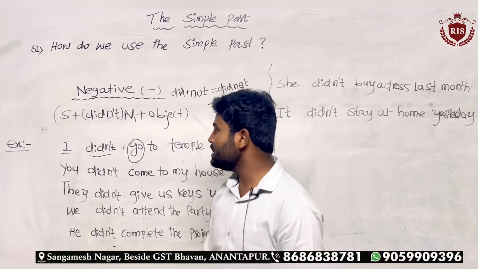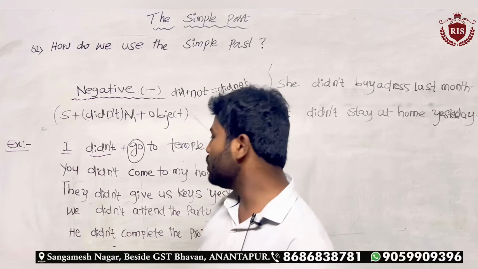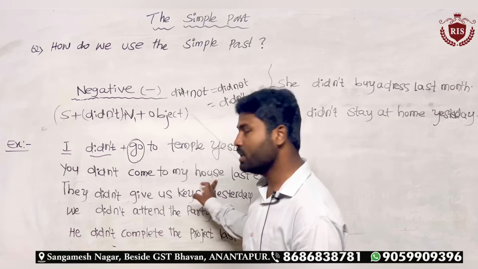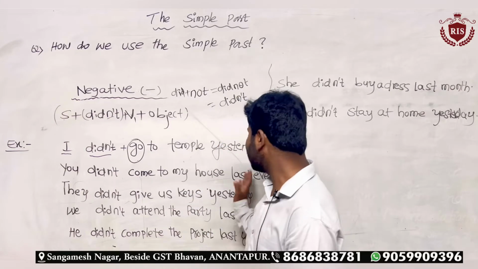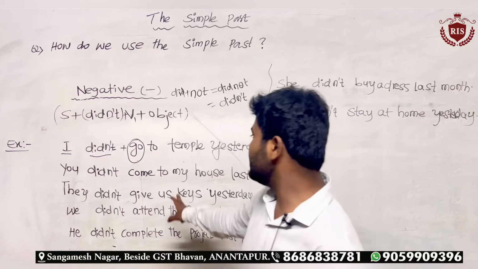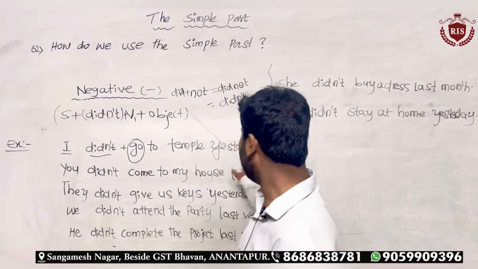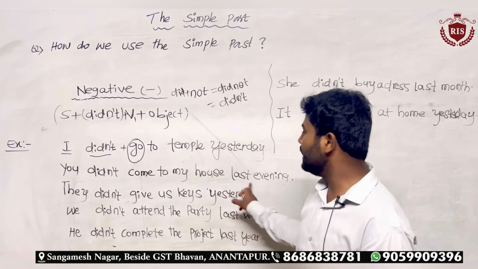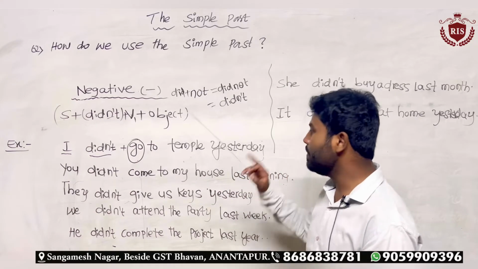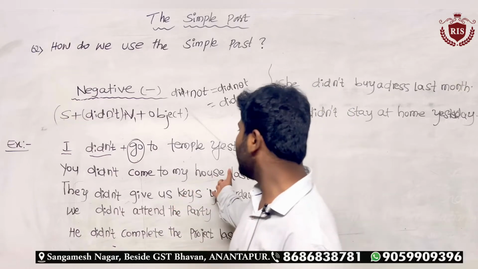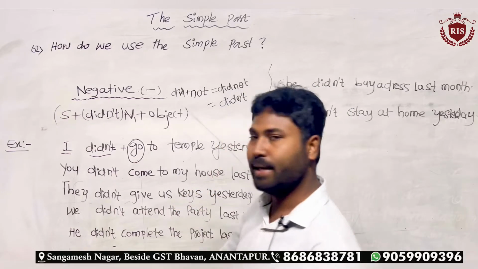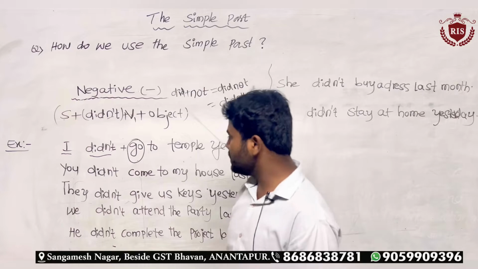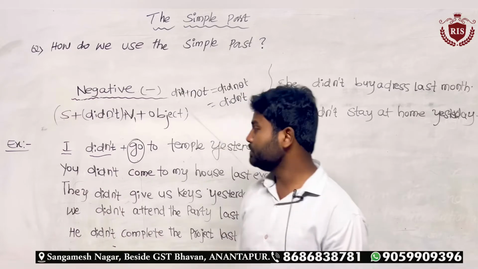Okay, what is the sentence? You didn't come to my house last evening. That's the example. Even here we have written the keyword at the end of the sentence. Again we have written the keyword here. You didn't come to my house last evening. Have you understood?